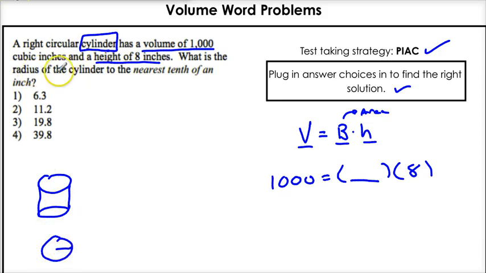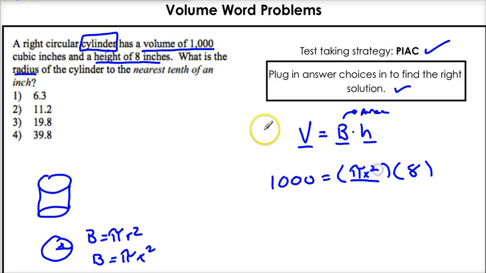Now, the radius is what we're looking for. It says, what is the radius? So we're actually going to put an x here because we don't know the radius. So base is equal to pi r squared. And so here, our base is just equal to pi x squared, which we'll put in for our b, x squared. So now we're just going to plug in each of these answer choices to see which one gives us the closest to 1,000. We're going to plug in each of these radiuses and see which one gives us closest to 1,000. So let's start with 6.3.